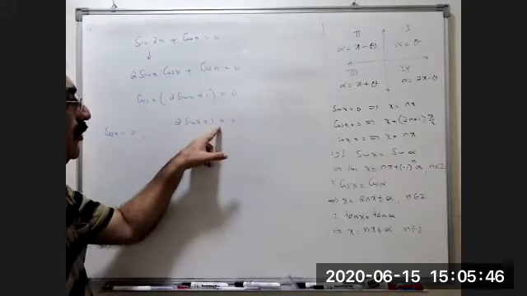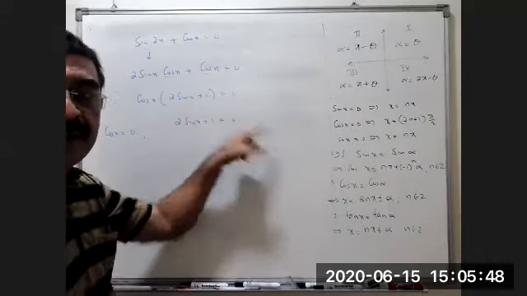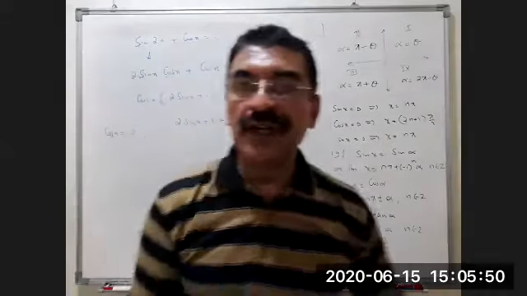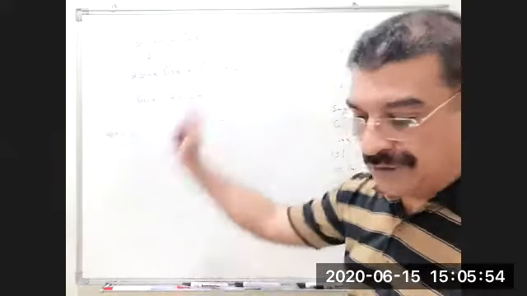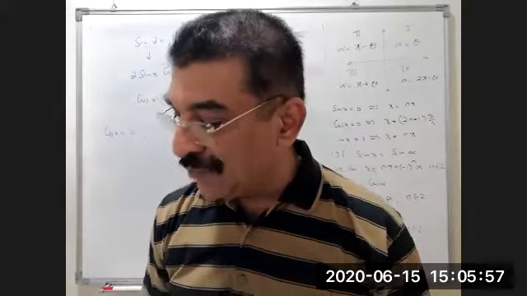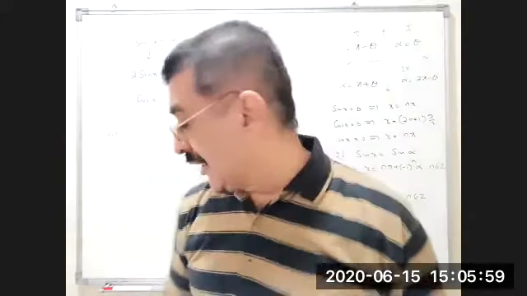2 sin x plus 1 is 0. 2 sin x is minus 1. Sin x is minus 1 by 2. I think we did that same question. Sin x is minus 1 by 2. That is the solution. So that's homework. Question number 7 and 9 homework. 8 we will do next class.